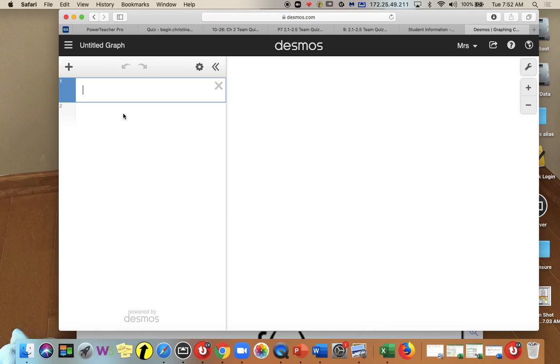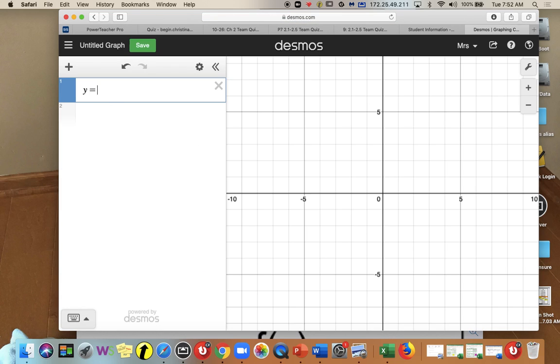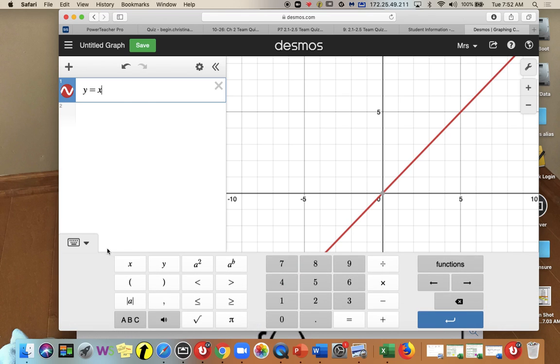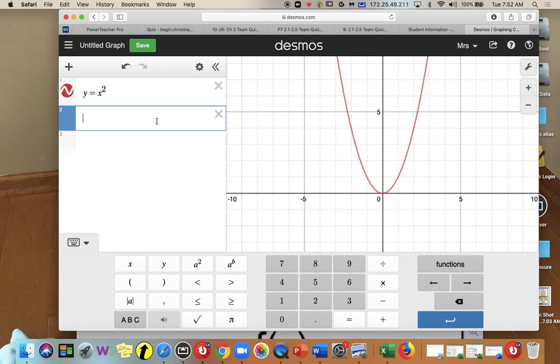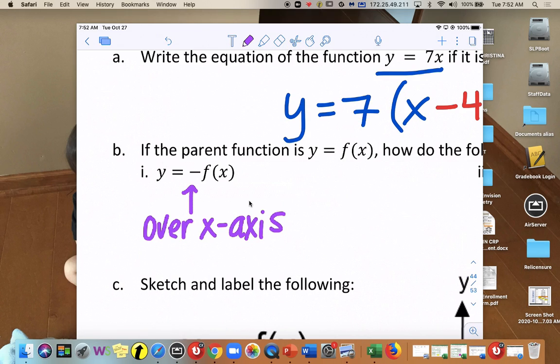So let's say I'm just going to look at a quadratic. So y equals x squared. There's the parent function. To see what happens if there's a negative on the outside, I will put a negative on the outside of the x squared, and we can see, yep, it's a reflection over the x-axis. So it flips it upside down. So it's over the x-axis. You can say that it's a vertical flip. You could also say it's upside down.